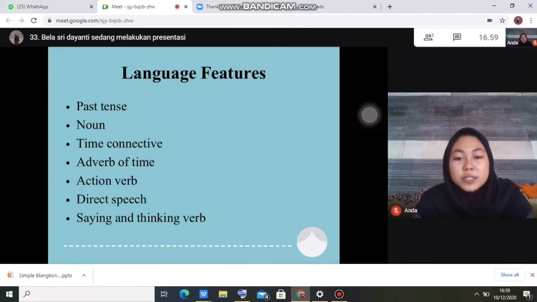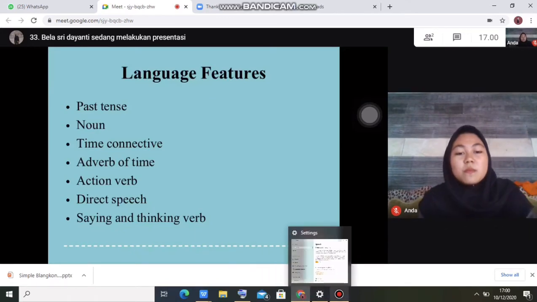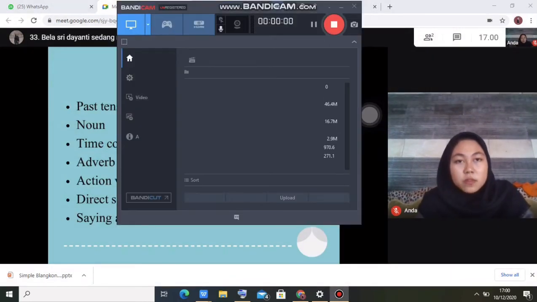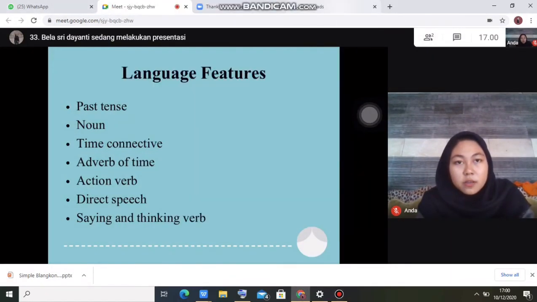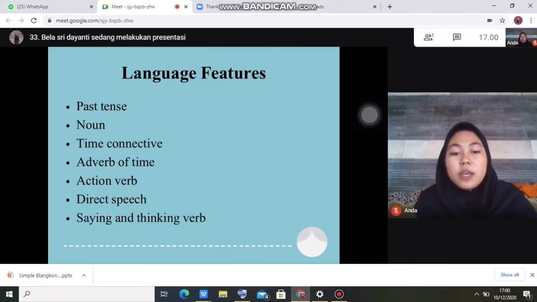The next one is direct speech. If you read a narrative text, you will definitely notice that there are quotes taken from the conversation of characters in the story. This is also known as direct speech.